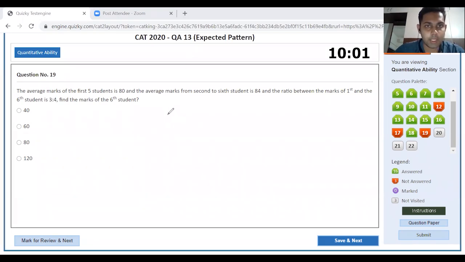Average of first 5 is 80, right? So 400. So next is 80 second to x. So 5 fours are 20, 5 it's a 40, 420.